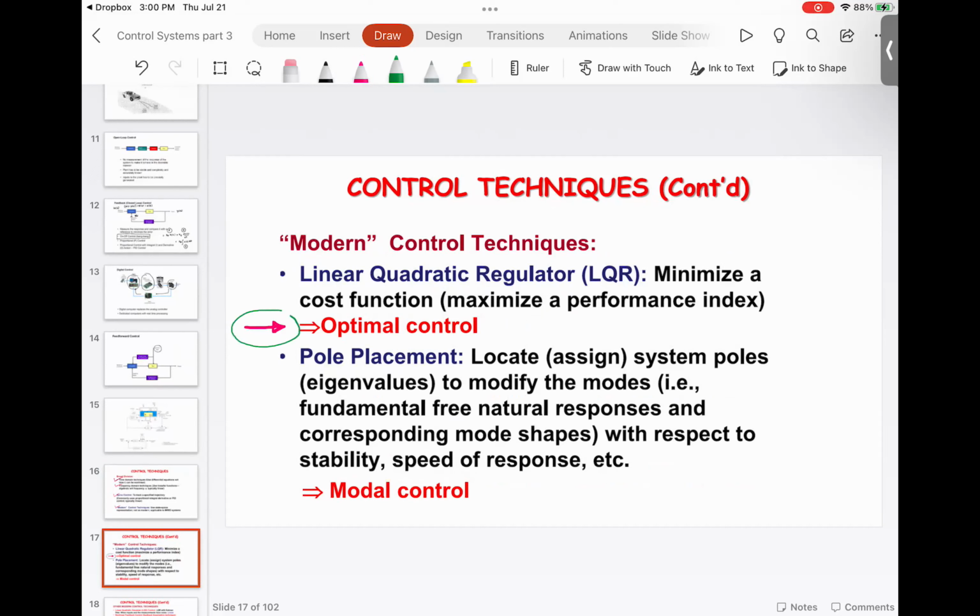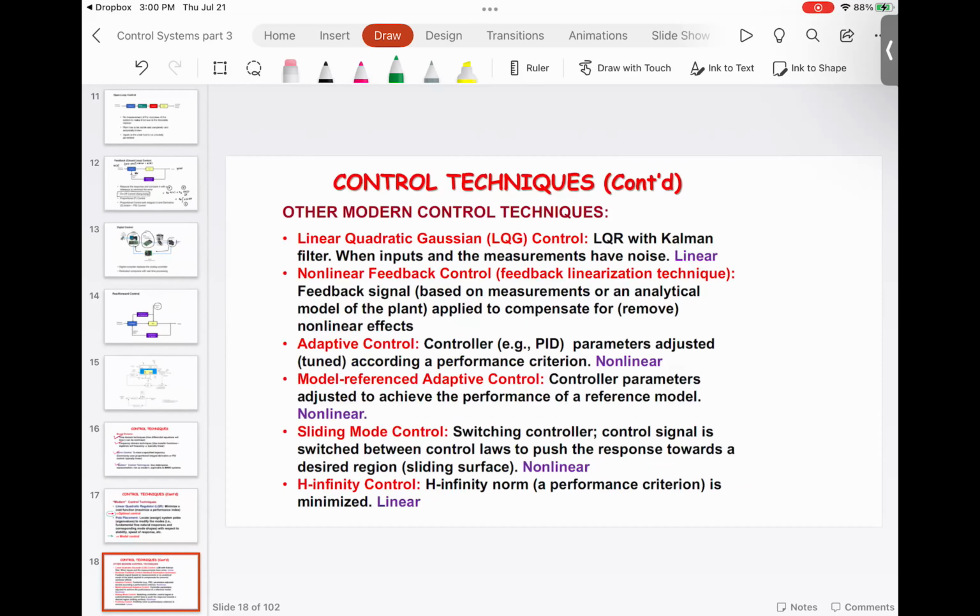Or you can control using pole placement, or changing the locations of the eigenvalues. Then there is LQR control, linear quadratic regulator, which is optimal control. There is linear quadratic Gaussian control, which is called LQG control. There is nonlinear control. There is adaptive control. There is model reference control. There is sliding mode control, and there is H infinity control.